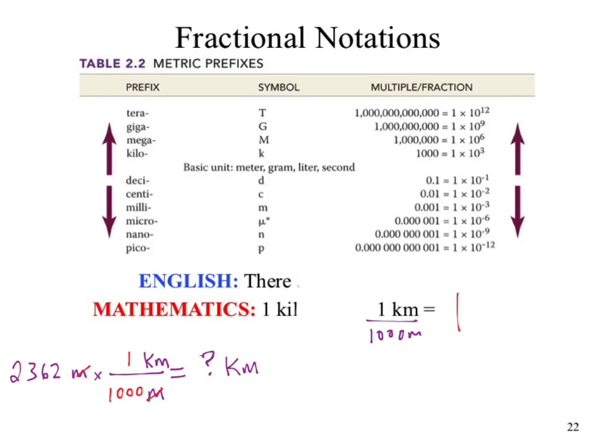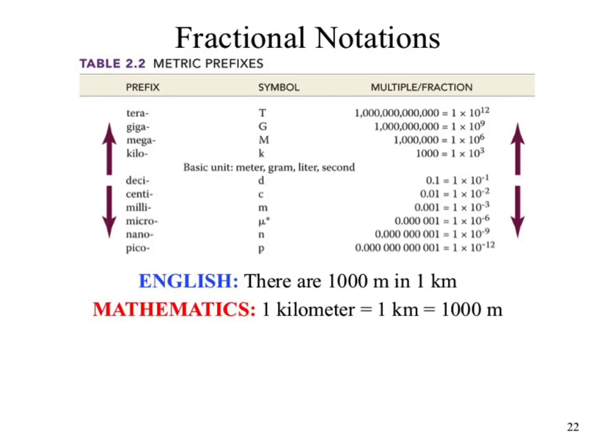The other part behind this is, do I have to do 1 kilometer over 1,000 meters to get 1? What else could I have done? I could do 1 kilometer and divide both sides by 1 kilometer. What happens? Still equals 1. What's helpful now? I can now convert units the other direction.